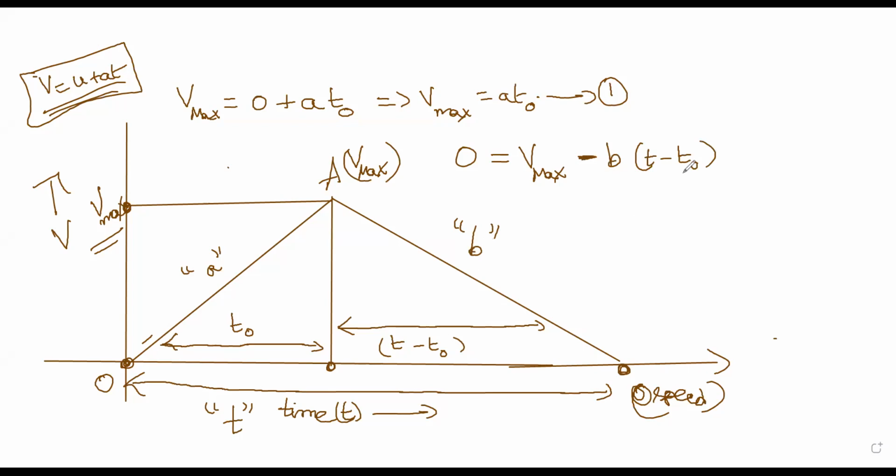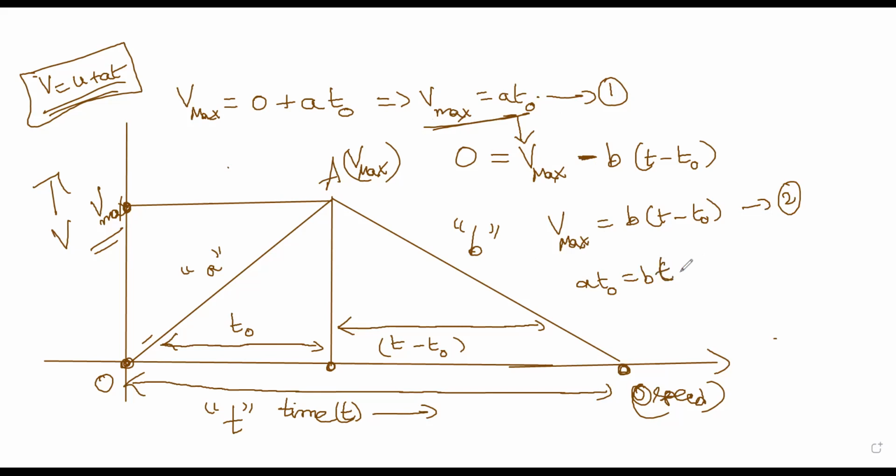But we have from equation 1 that Vmax is A t naught. We can substitute that here. Otherwise you can solve by any means, but you can do it like this. Vmax is A t naught, so I have Vmax from here, and we can write this as b into t minus t naught. This is the other way of doing it, and we call this equation 2. Then we can equate 1 and 2 because both are Vmax. So A t naught is equal to b into t minus t naught.